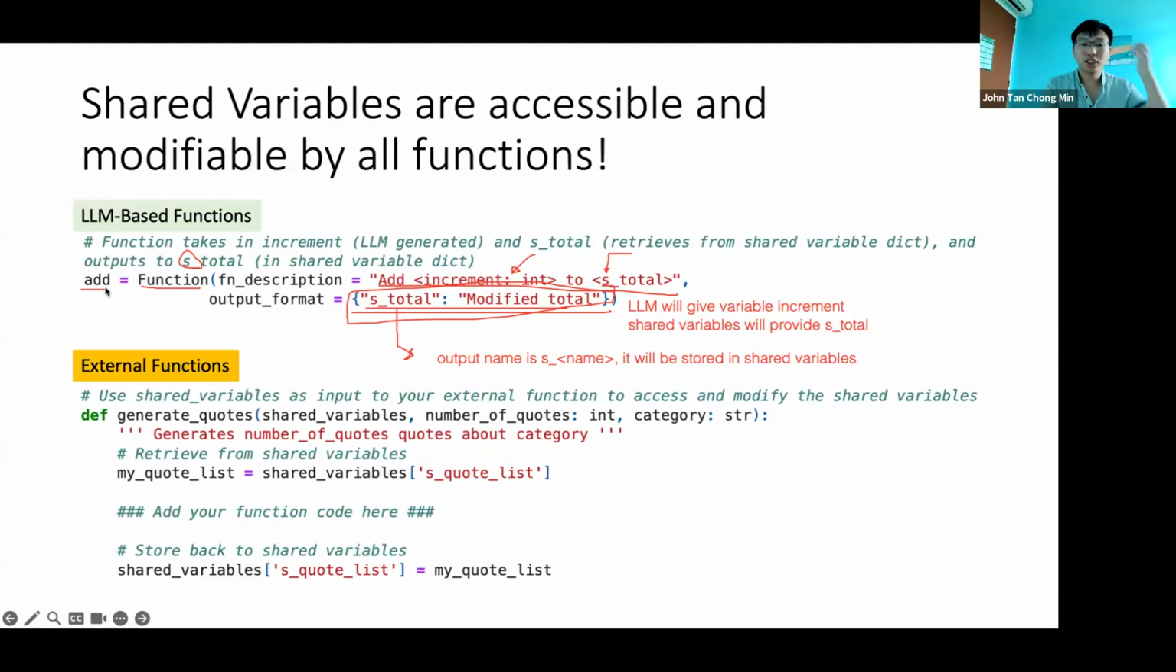So how do we do this for external functions? Normally for external functions, you only have the input variables here. For example, here we want to create a certain number of quotes about certain categories. You can have the number of quotes and the categories as your input. All you need to do is call shared variables in your function name itself. Backend TaskGen will give you the shared variables dictionary, and you can take whatever you need from it. Do whatever processing you need here, and store it back into shared variables. Very easy: put shared variables in the input variable for your external function, retrieve your shared variables, and store them back to shared variables.